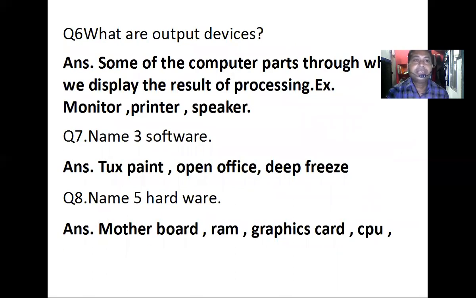Okay. Next, what are output devices? Some of the computer parts through which we display the result of processing. Example: monitor, printer and speaker.